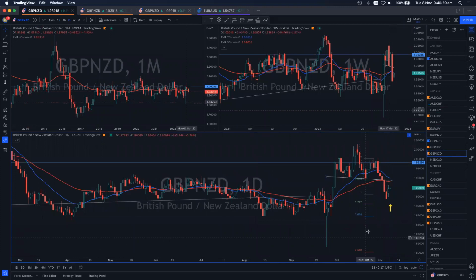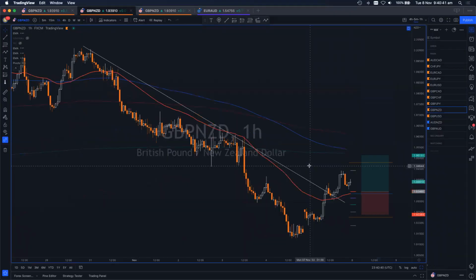Okay, we were looking for a bearish day yesterday, but with the gap up and the strength of the pound yesterday, we've got a very bullish looking day today, following a bullish day yesterday. Let's see what lower time frames give us.